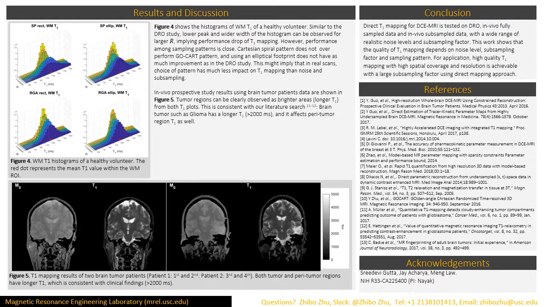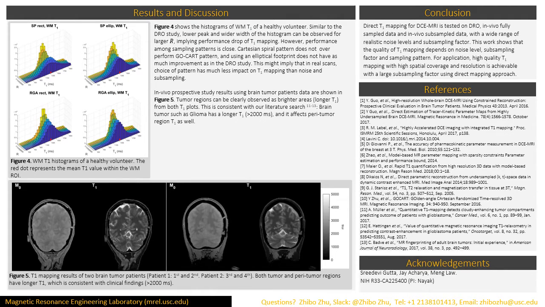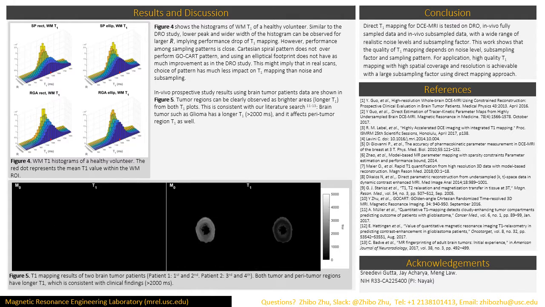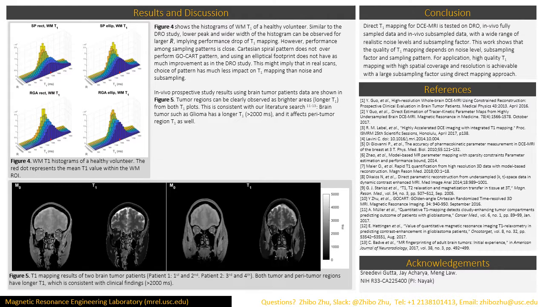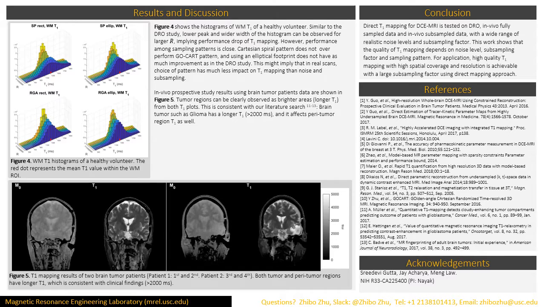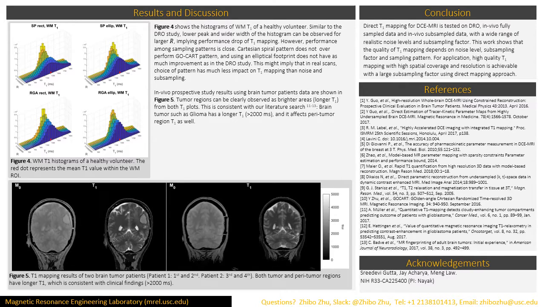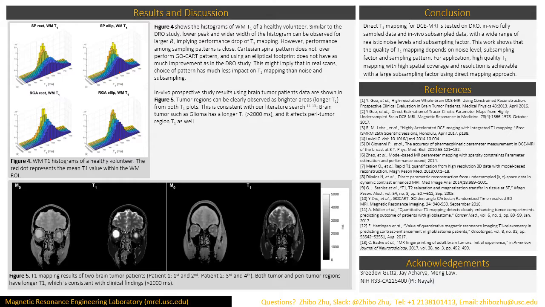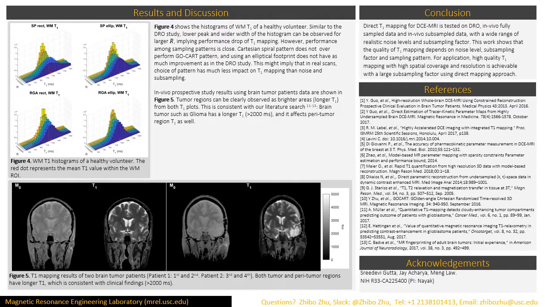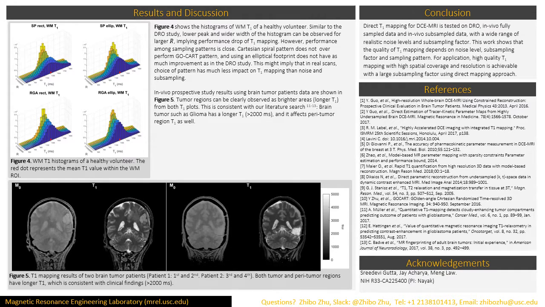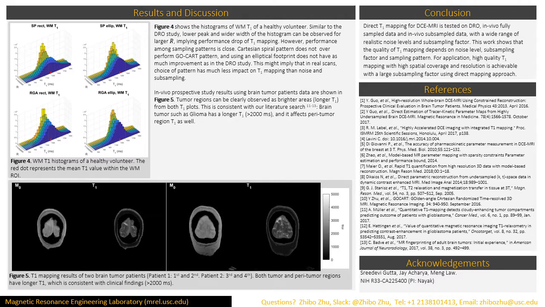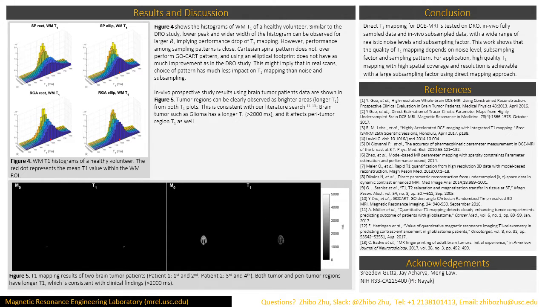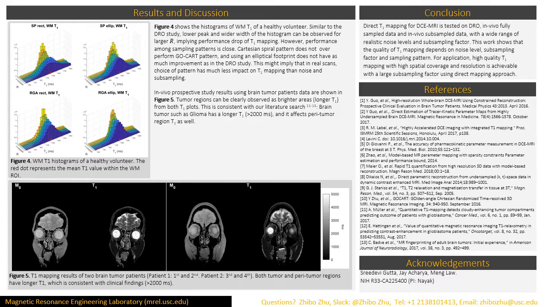In this work, direct T1 mapping for DCE-MRI is tested on DRO, in vivo fully sampled data, and in vivo subsampled data, with a wide range of realistic noise levels and subsampling factors. This work shows that the quality of T1 mapping depends on noise level, subsampling factor, and sampling pattern. For application, high-quality T1 mapping with high spatial resolution and coverage is achievable with a large subsampling factor using the direct mapping approach.